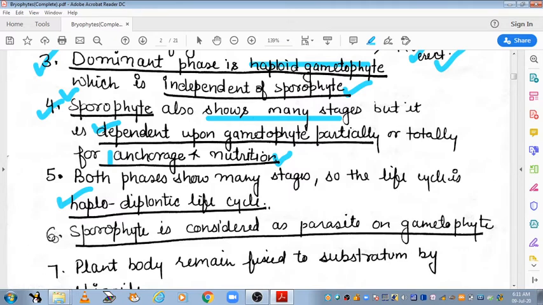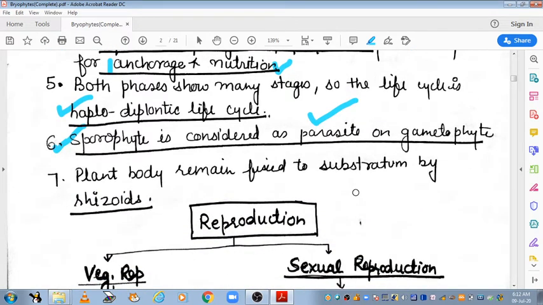Now the next characteristic is the sporophyte is considered as a parasite on the gametophyte. We know what is a parasite, which takes nutrition from the body of another organism. So here the sporophyte takes nutrition from the gametophyte, that is why it is known as a parasite on the gametophyte.